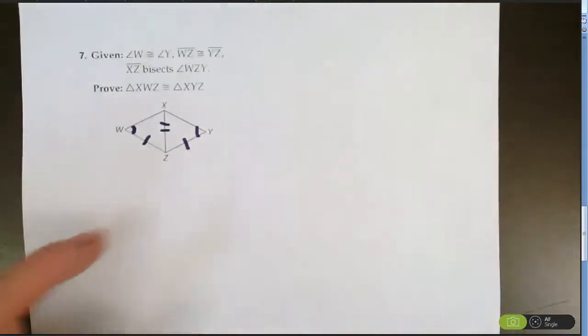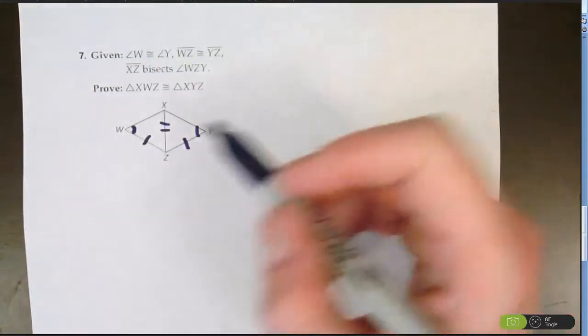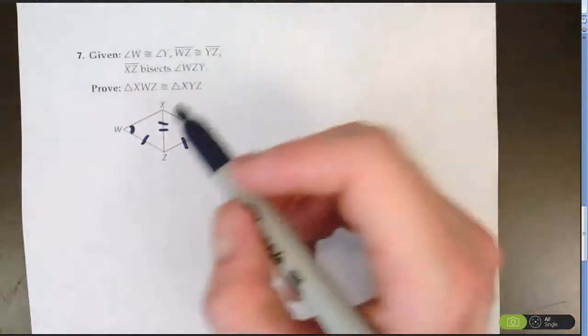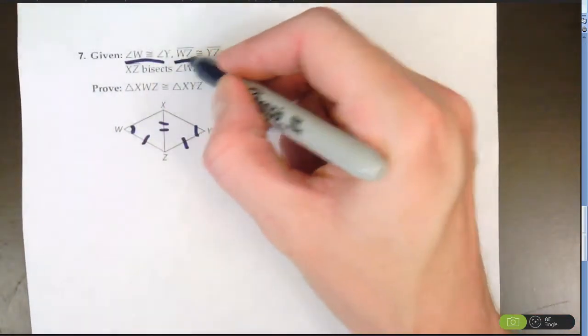So XZ, oh, reflexive, good for me, I caught reflexive, and you stopped and said, well, wait a second, this becomes side-side-angle or angle-side-side, whatever. But you didn't look at the given. Yes, we have a pair of congruent angles. Yes, we have a pair of congruent sides.